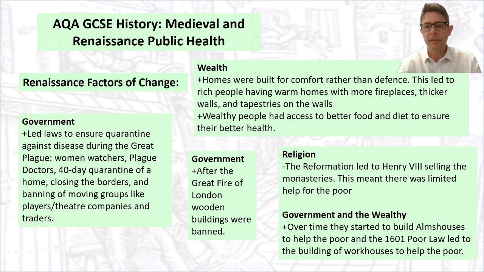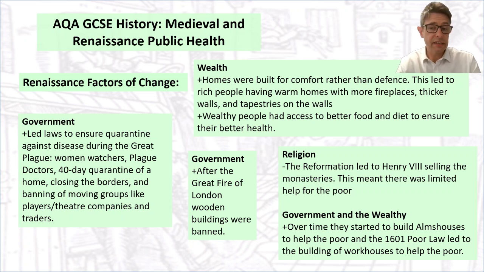Wealth is important. So people have started to build homes now for comfort rather than defence. So these beautiful Tudor homes with many fireplaces, thicker walls, lovely tapestries on the walls to keep their homes warm. This is improving people's health. People obviously continue to have access to better food as well as people got wealthier. And you can think about exploration and trade bringing more foods into people's homes.